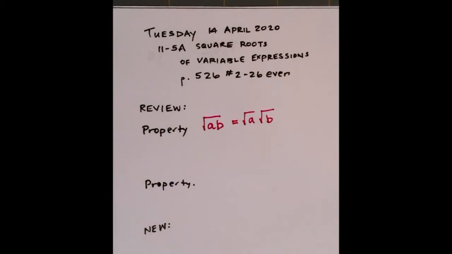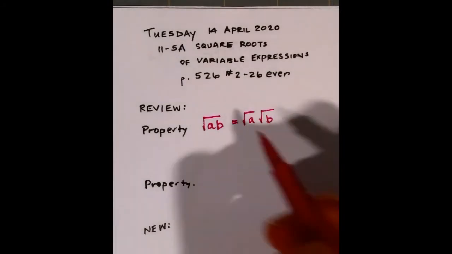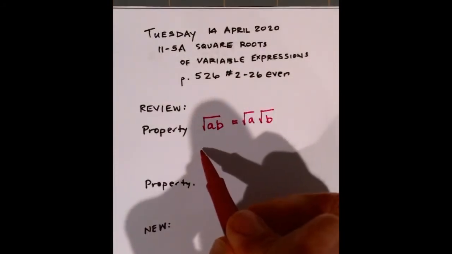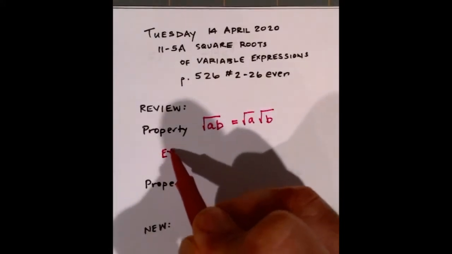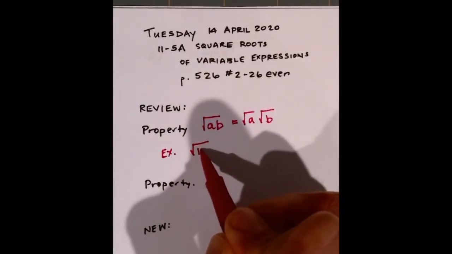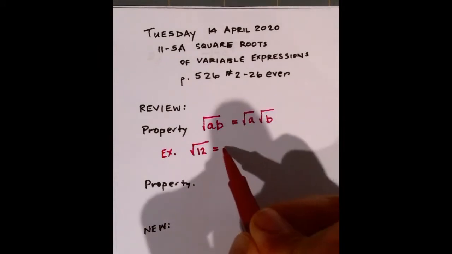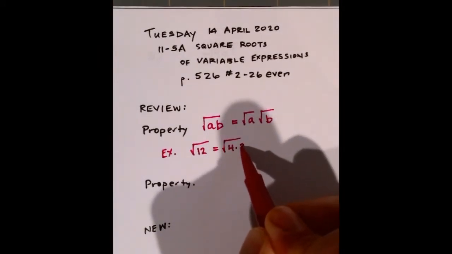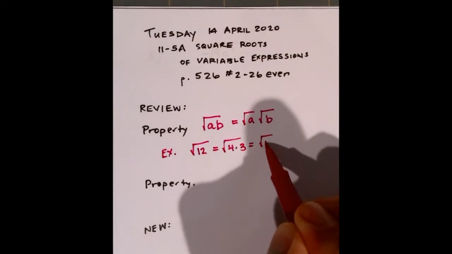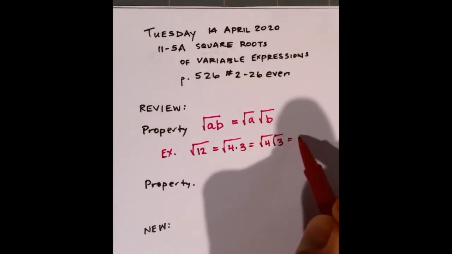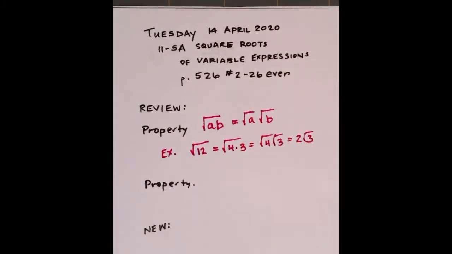We would learn this, I think, in 11.4. This is what we do when, for example, I have root 12, and I say that's equal to root 4 times 3, which is root 4 times root 3, which is 2 root 3. That is the property that we use when we learn how to simplify radical expressions.